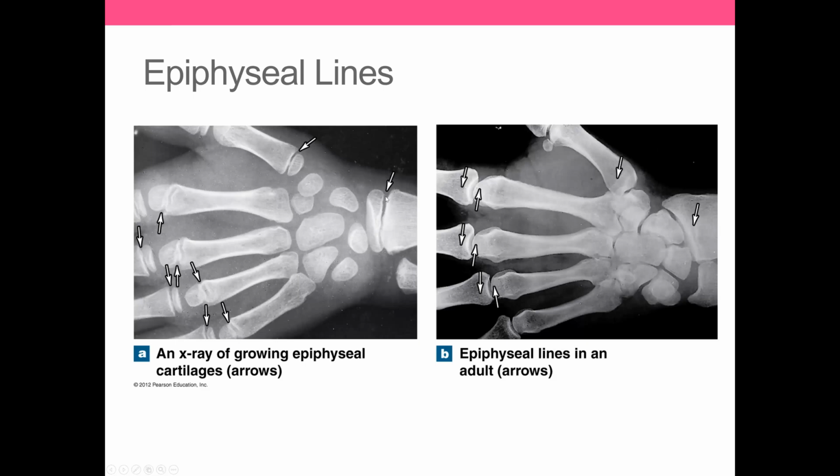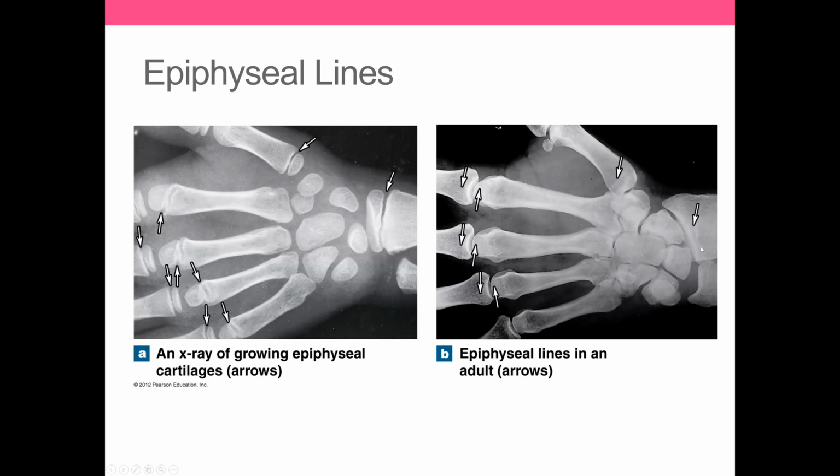Same here with the wrist bone, with the radius. And you can see on the right side, this is an adult. So now this person's bones are no longer increasing in length. If you look very carefully, you can see the faint epiphyseal line where that cartilage plate used to be. So there's the one at the base of the thumb, and there's the one on the radius.